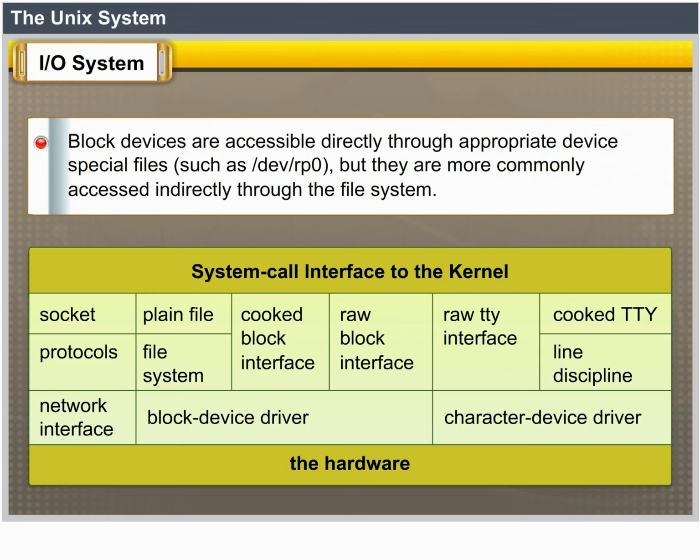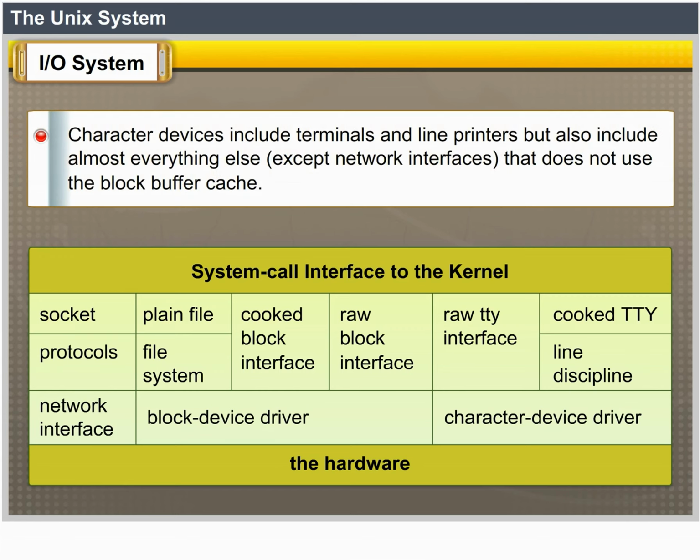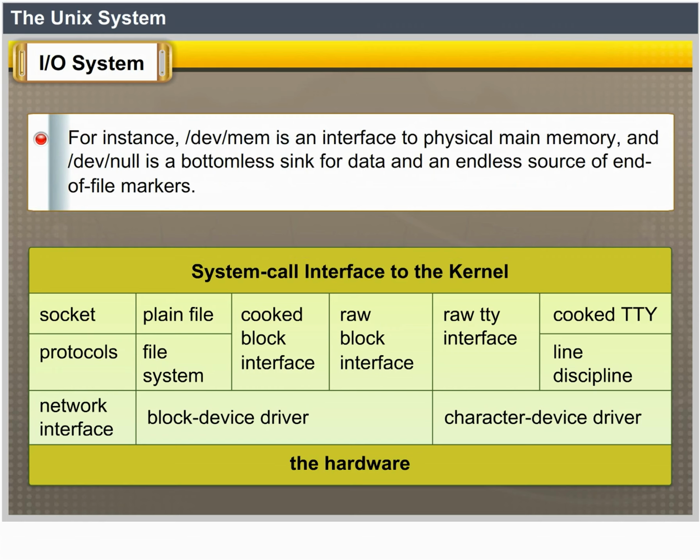Block devices are accessible directly through appropriate device special files such as /dev/rp0, but they are more commonly accessed indirectly through the file system. In either case, transfers are buffered through the block buffer cache, which has a profound effect on efficiency. Character devices include terminals and line printers, but also include almost everything else except network interfaces that does not use the block buffer cache.